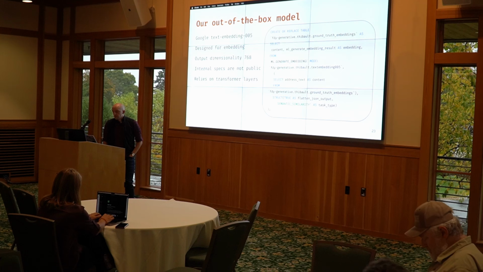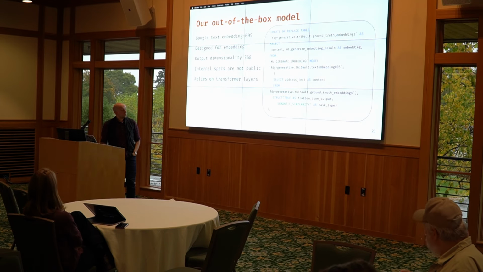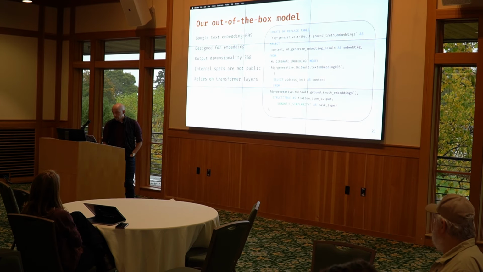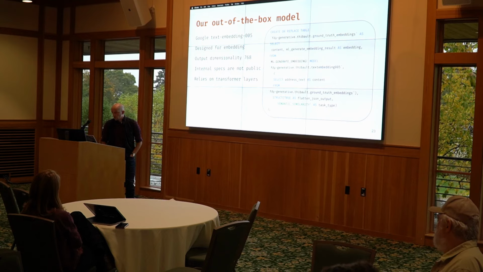The only thing we know about this model, and this is why it's really just a black box model, is its output dimensionality. So the vectors that this model will produce will be of length 768. The internal specs are not public, so we don't know how many parameters there are. The best guess is that it relies on a transformer, which is the main architecture for most of the LLMs today.